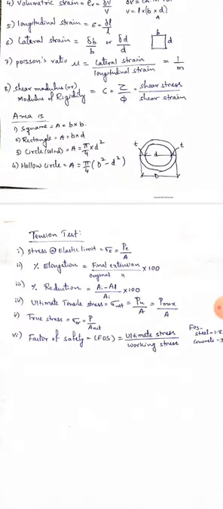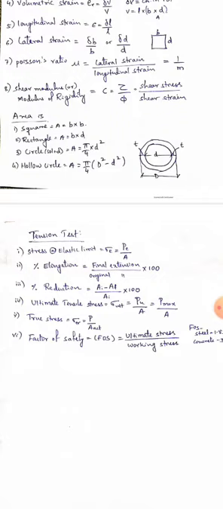The stress at the elastic limit is elastic load divided by area. Percentage of elongation is final extension divided by original extension into 100. Percentage reduction in area is AI minus AF, that is initial minus final, divided by AI into 100. Ultimate tensile stress, sigma ult, is equal to PU divided by area, where PU is the ultimate load, and P is also nothing but P max.